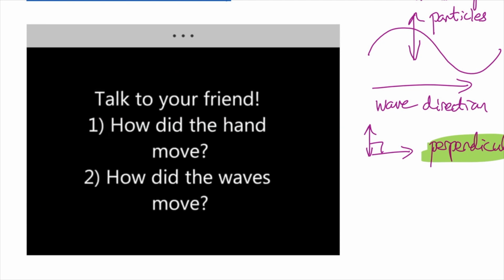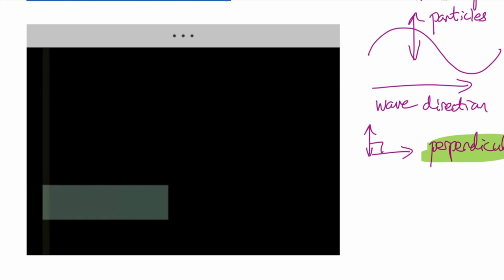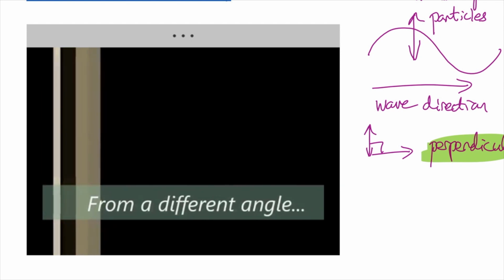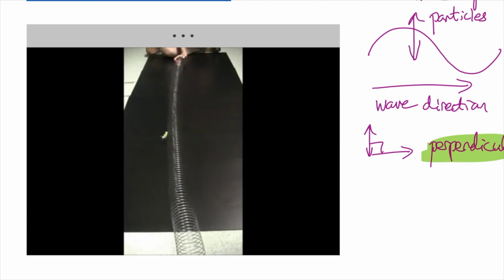How does the hand move? Up and down. How do the waves move? Left to right. Okay, quite clear. Okay.